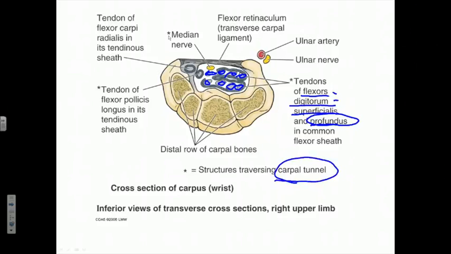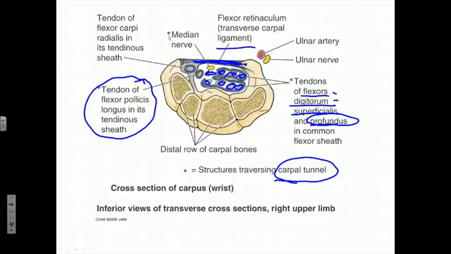Note that these eight tendons of these two muscles are accompanied through the carpal tunnel by a tendon of the flexor pollicis longus that also traverses the carpal tunnel on its way into the hand from the wrist. So these tendons, to prevent them from what is called bowstringing when we flex our hand at the wrist, are kind of covered over by what is called a transverse carpal ligament or a flexor retinaculum.